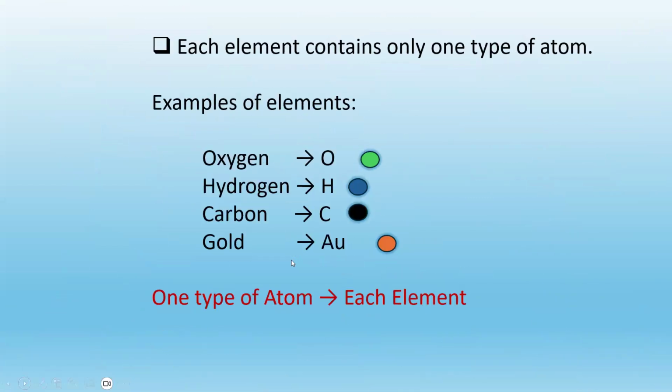Each element contains only one type of atom. For example, oxygen atoms make the element oxygen. Carbon atoms make the element carbon. Hydrogen atoms make the element hydrogen. One type of atom makes each element.